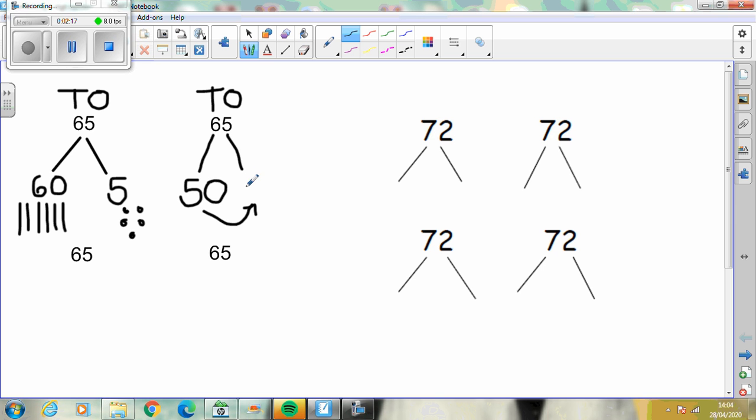So instead of having 5 ones, this time I've got 15. So this is getting children to think about different sets of numbers, different combinations of tens and ones that come together to make 65.